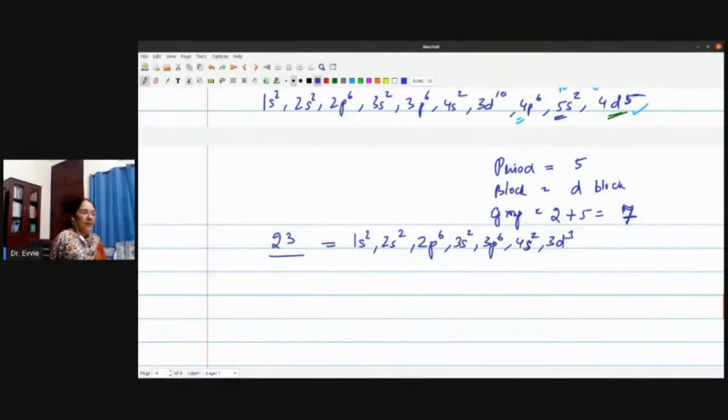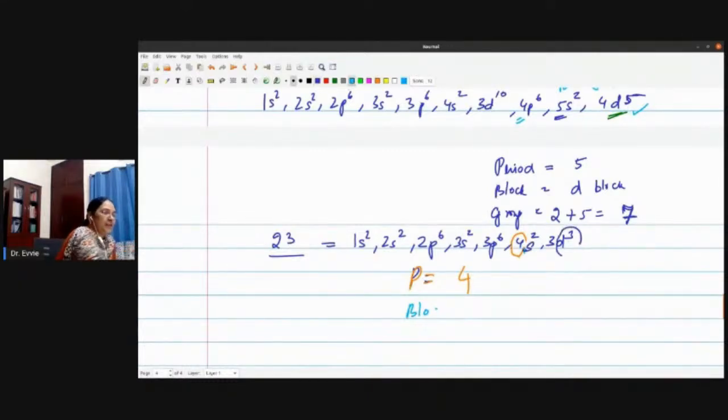Okay. So now let me quickly find the period, which is the highest value. Let me give you different colors. This one, so your period is equal to 4. Now let me go to the next color. The block is, sorry, not this. Sorry, this is s, the last electron.